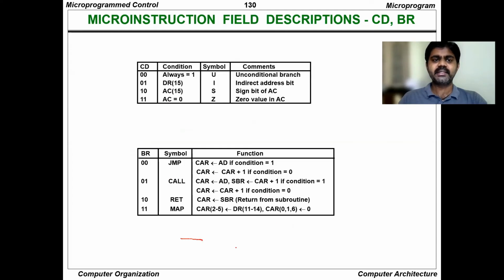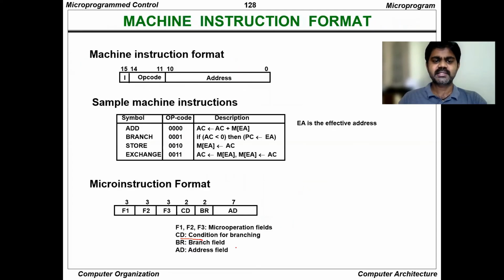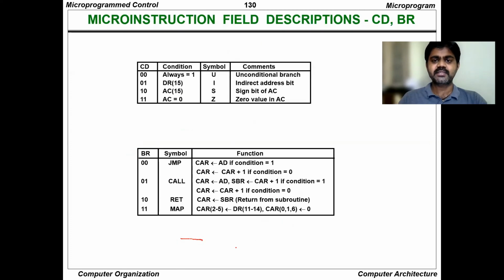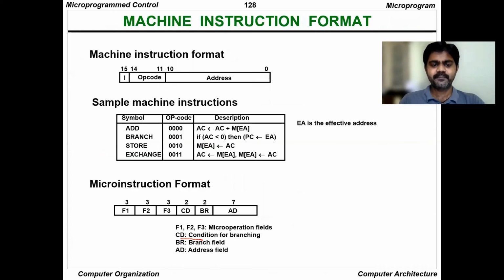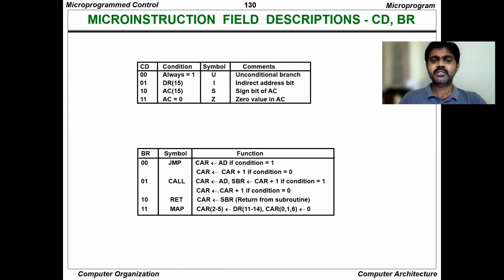So next is CD and BR. CD is the condition for branching, and BR is the branch field. If you say CD, how many bits does it occupy? CD occupies 2 bits and BR also occupies 2 bits, right? 2 bits in the sense 2 power 2 gives 4 micro operations. So we got 4 micro operations here, and for BR also we got 4 micro operations.